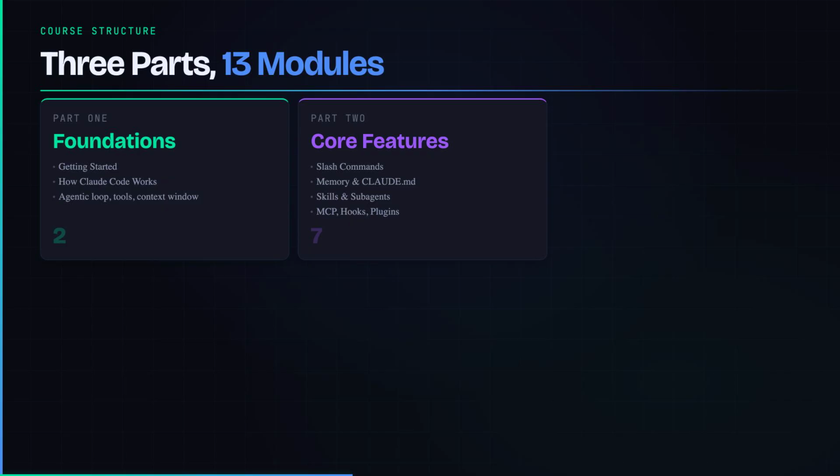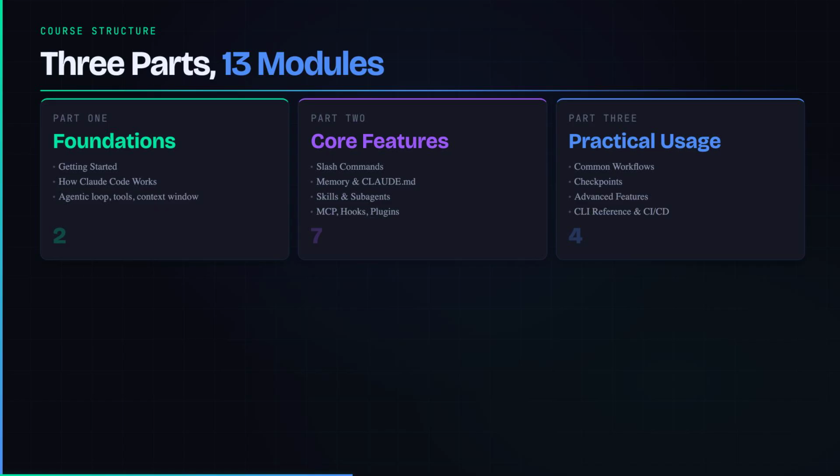We'll cover them all. Part 3 is practical usage. 4 modules on real-world workflows, checkpoints for undoing mistakes, advanced features like plan mode, and the full CLI reference for automation and teams. This is where everything from parts 1 and 2 comes together into actual working systems.